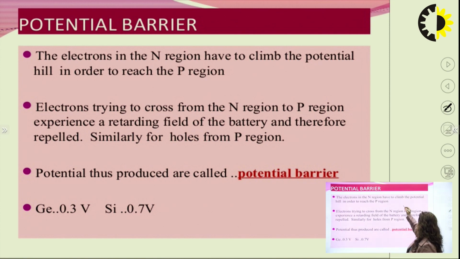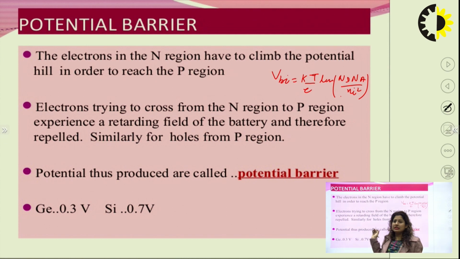We have discussed the formula last time, V_BI, that is kT by e ln(Nd Na upon Ni square). Where Nd is the donor concentration, Na is the acceptor concentration, Ni is the intrinsic concentration. With this formula, whatever the concentration of the semiconductors, if we are taking silicon, germanium, gallium arsenide or indium gallium arsenide phosphide, whatever the donor and acceptor concentrations of electrons and holes are there, according to that we fix or calculate a built-in voltage.